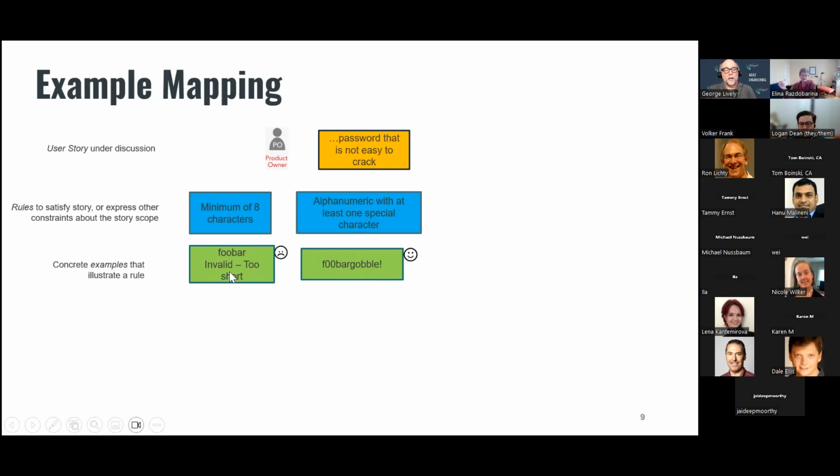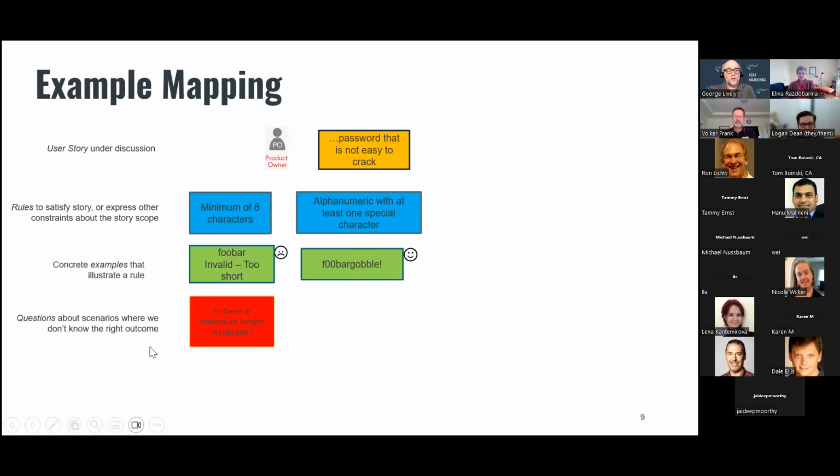There's one here that is not satisfying the minimum of 8 characters and also doesn't have a special character. But principally, we're noticing that there's 6 characters, so it's invalid, it's too short. Foobar gobble, I would also hasten to add, since it's a happy path scenario, it must satisfy both of the rules. It's not just there to satisfy this one. So that's an important thing to make note of.